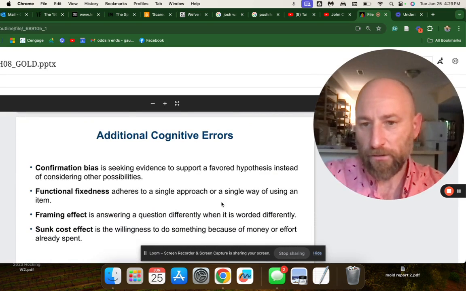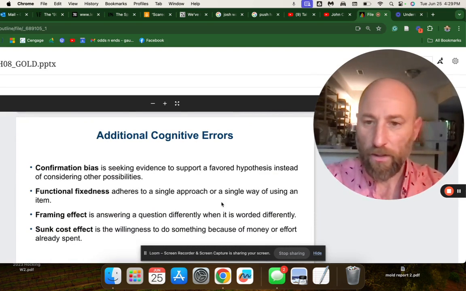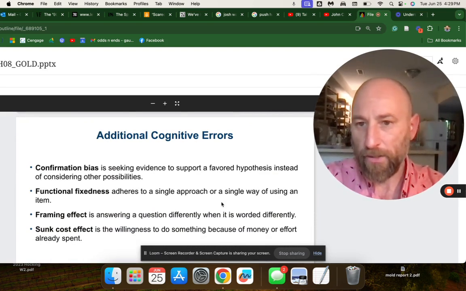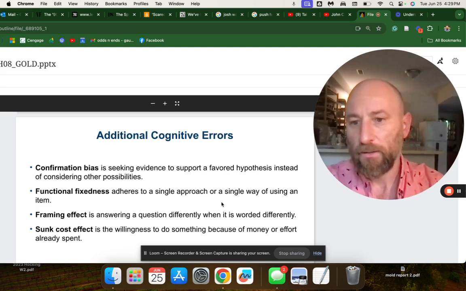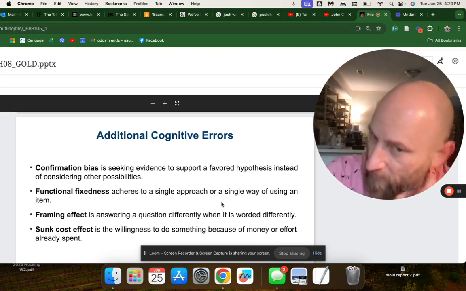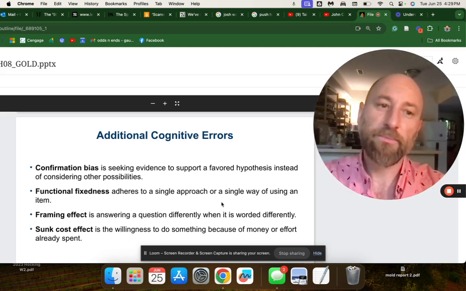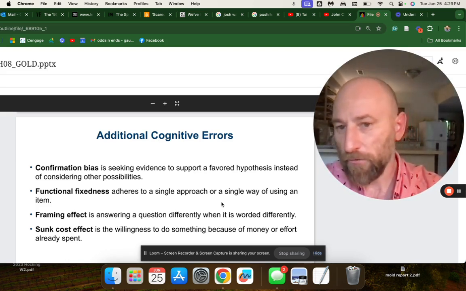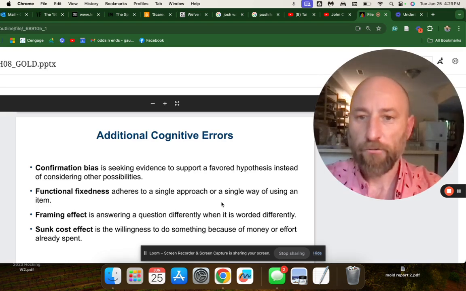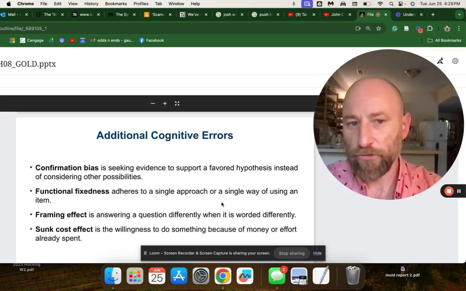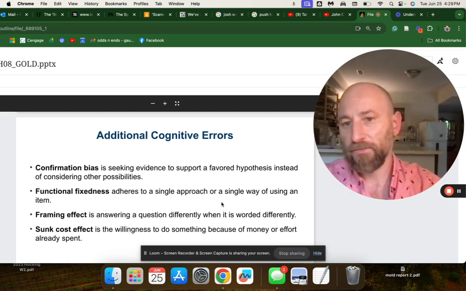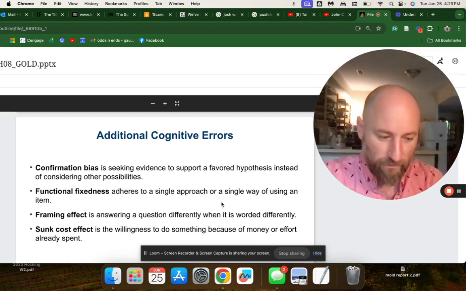Additional cognitive errors. I'm going to start at the top with confirmation bias. This one's really important. If you only remember one thing from this lecture, remember confirmation bias. Confirmation bias is seeking evidence to support a favored hypothesis instead of considering other possibilities.